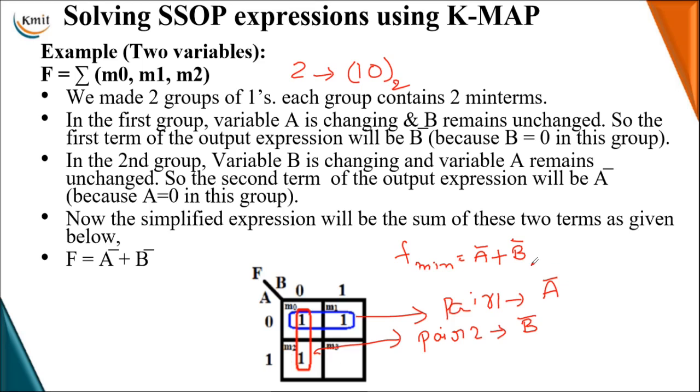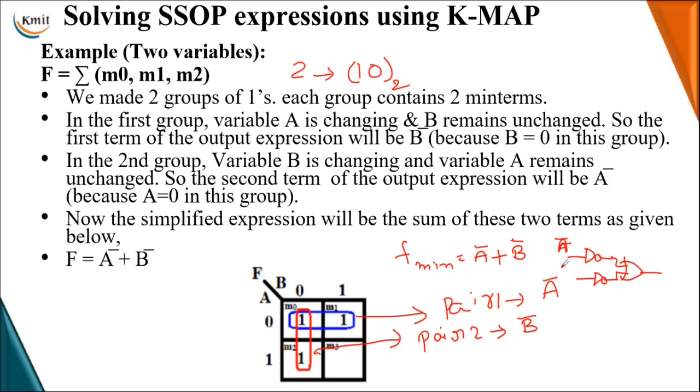Now we are going to realize the function using logical gates. How to realize the function using logical gates? Let me use one NOT gate which gives you the complement of a, another NOT gate which gives you the complement of B, then one OR gate which gives you the OR operation. Like that, we can implement your function using logical gates. This is the realization of your minimal expression using the K-map method.